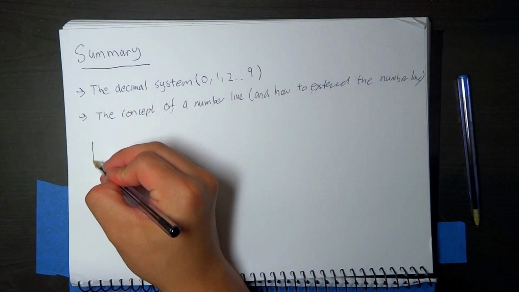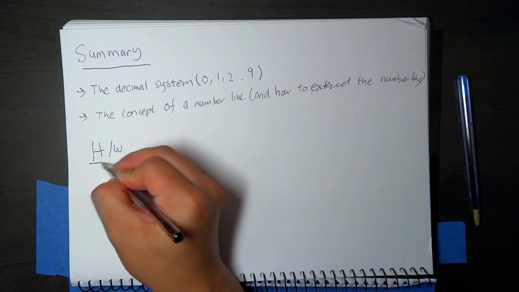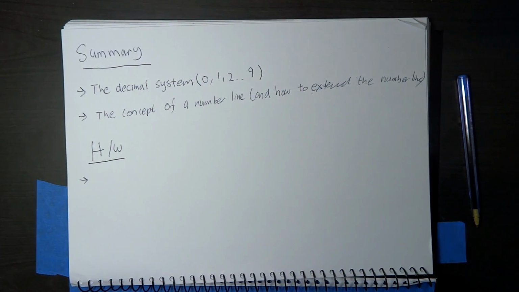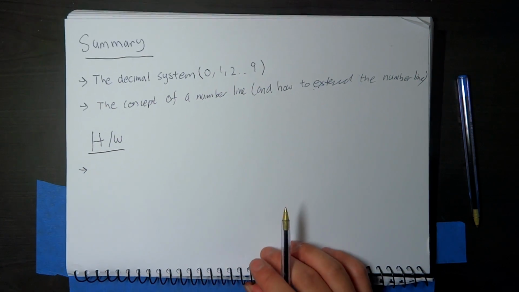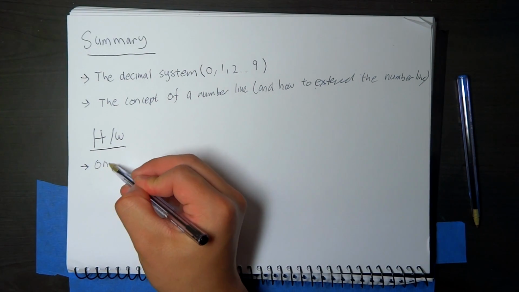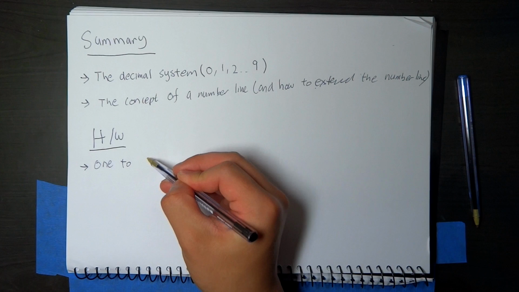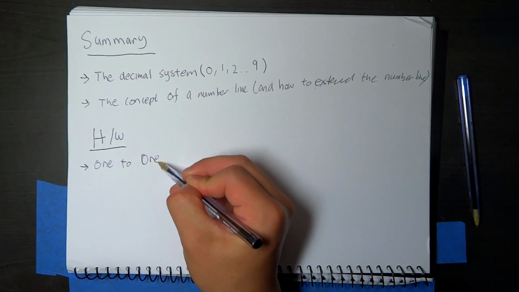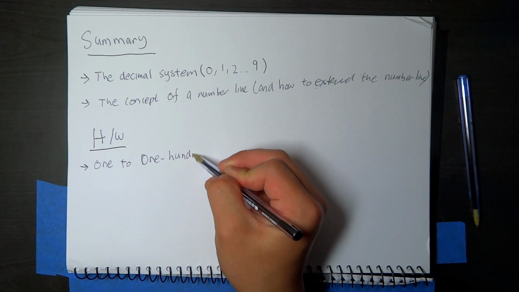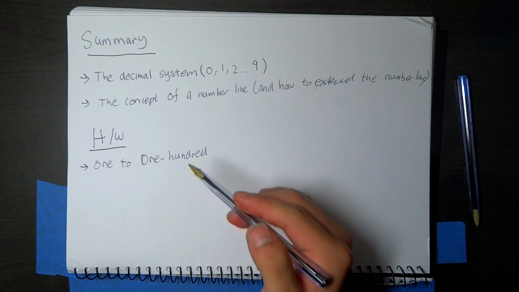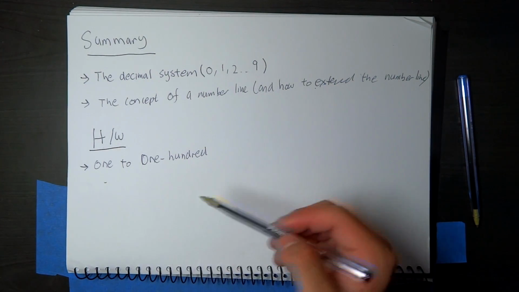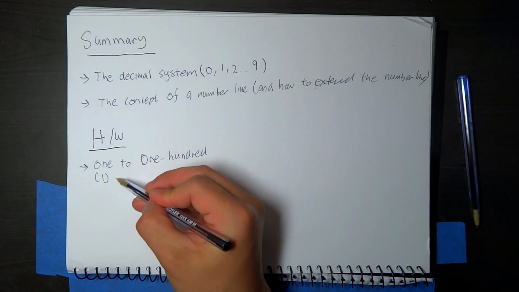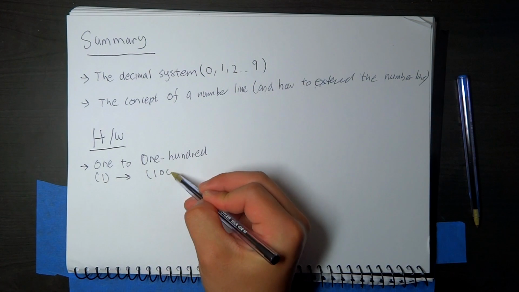And something for homework would be, familiarize yourself with numbers and their names, such as 1, 2, 100. Know all the names from 1 up until 100. So that's the number 1, and that's the number 100.